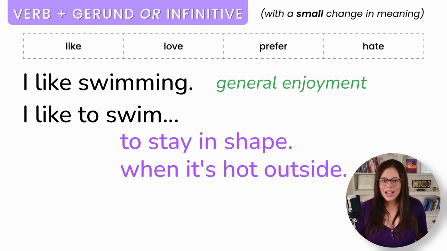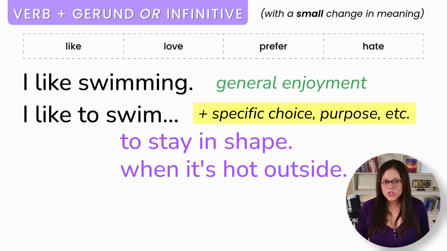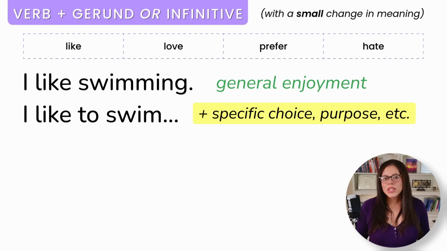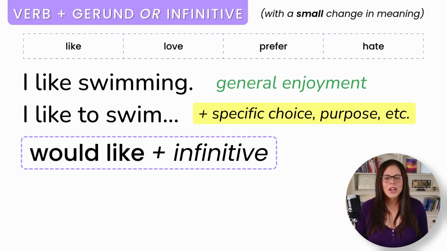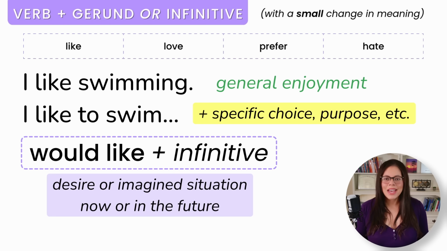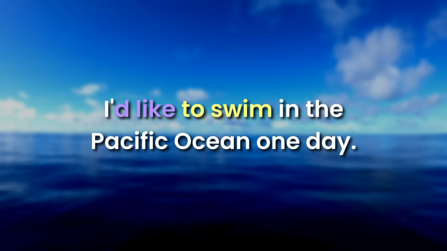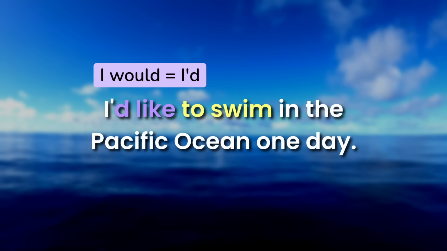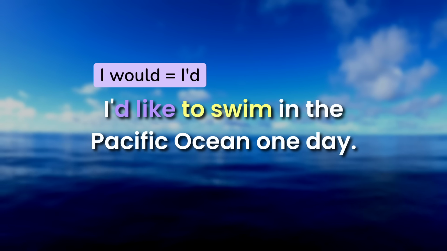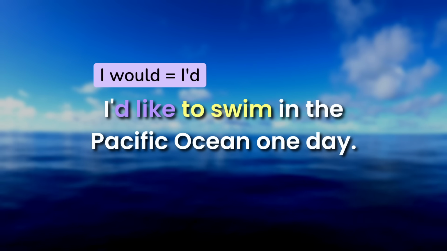So in most everyday contexts, native speakers naturally use the gerund. I like swimming. But if we want to emphasize a particular choice or purpose of the action, we can use the infinitive. Now, we always use the infinitive after the phrase would like. This describes a specific desire or imagined situation, now or in the future. I'd like to swim in the Pacific Ocean one day. Remember, the contracted form of I would is I'd. Here I'm expressing a desire to do something that I've never done before.